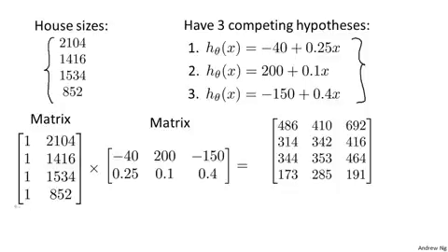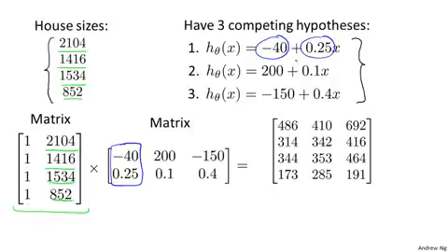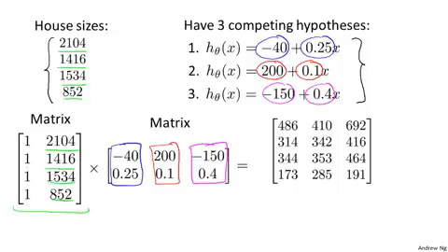So here on the left is my usual matrix, same as from the last video, where these values are my housing prices, and I've put ones here on the left as well. And what I'm going to do is construct another matrix where the first column is this minus 40 and 0.25, and the second column is this 200, 0.1, and so on. Okay? And if you multiply these two matrices, what you find is that this first column, let me draw that in blue.